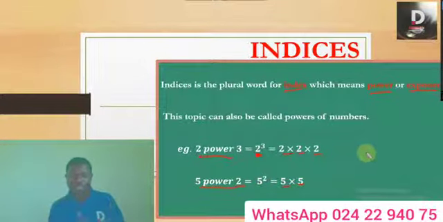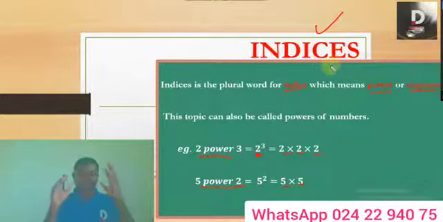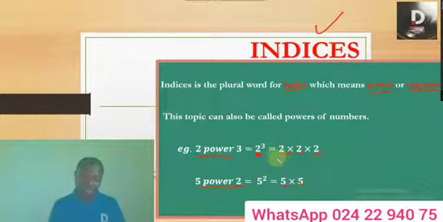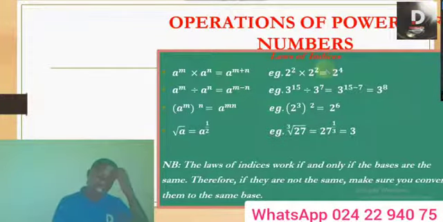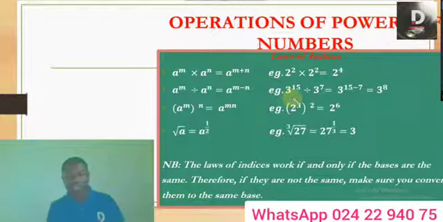Do you get me? So another description for indices is what? Powers of numbers. So we are going to look at powers of numbers. This is what they mean. If you write it this way, it's the same as that. So take note of that. Let's move on now. Let's look at the operations of the powers of numbers, or indices.